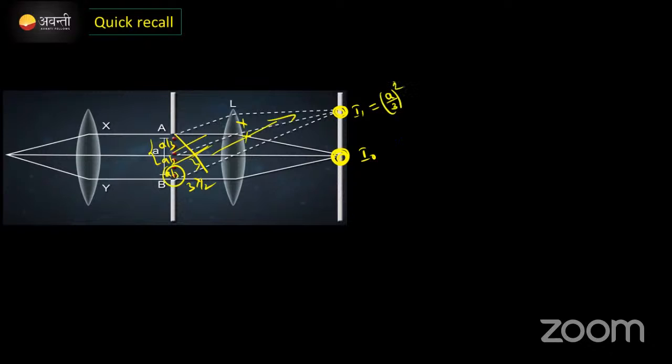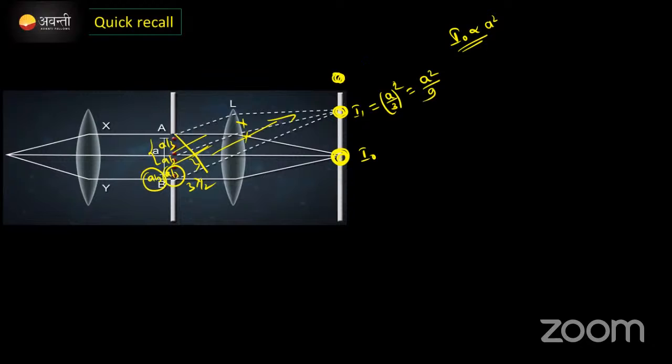Actually we know intensity is directly proportional to the square of the amplitude. How many times is it decreasing here? Only a by 3 portion is coming, which means 1 by 3 times less, so a square by 9. Intensity decreases 9 times.